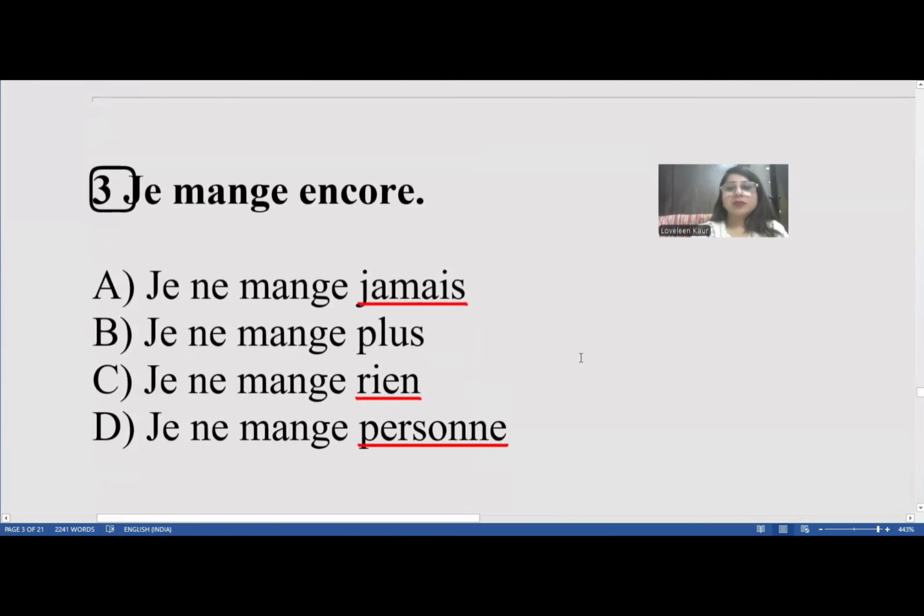Now let's see this one. Je mange encore. Yes, so it will be B part again, that is je ne mange plus, because encore means still. Je mange encore means I'm still eating, and the negative sentence is je ne mange plus, I'm not eating anymore, or I'm no more eating. Okay. So now let's see the next one.